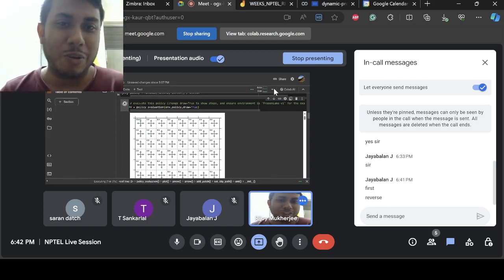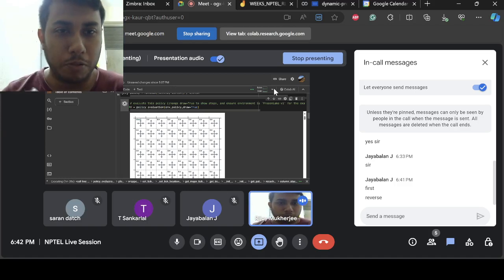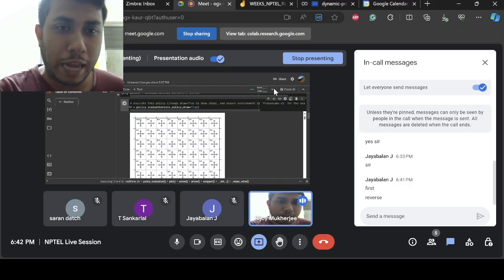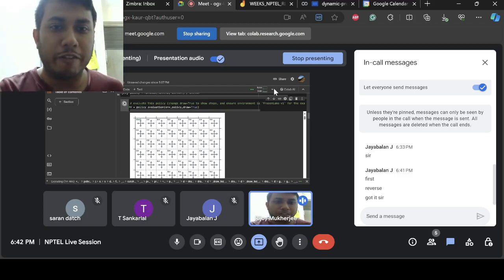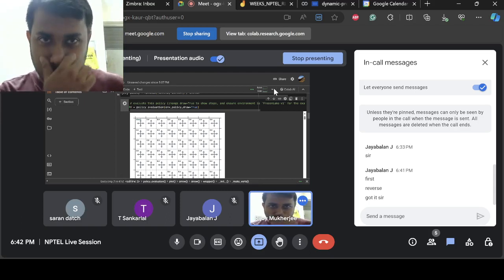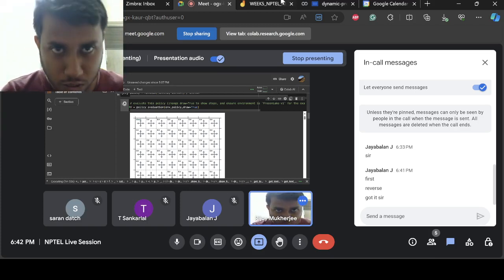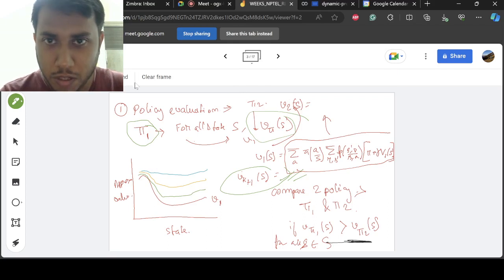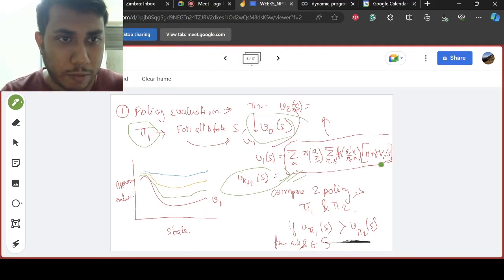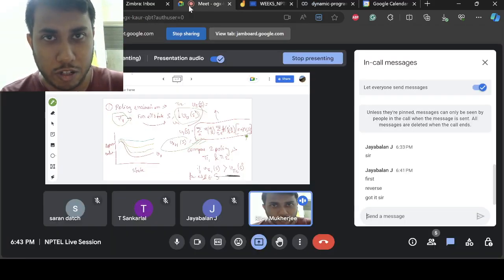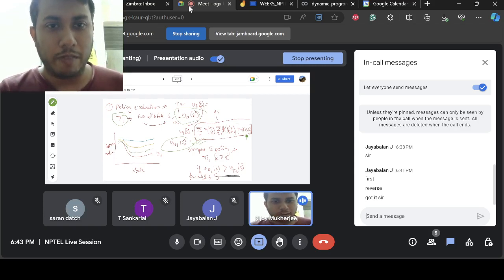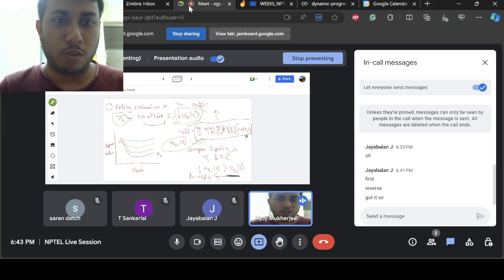Because from the reverse one, you can easily build up to the top. For the last state you have to calculate only one value, and once you calculate that, you can calculate the next. You need the next state value before you can update your state value. So it is much preferable to start from the last state and then go to the top. That way you can calculate all the values at once.